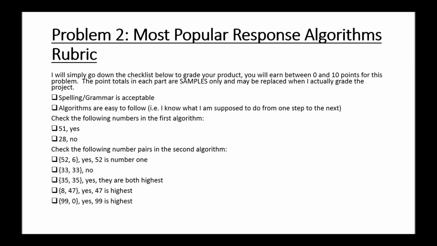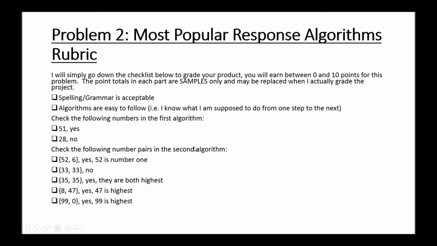A good way to check this is to have a friend run through your algorithm, see if it works, see if it makes sense to them. Then I'll just check some values. So in the first algorithm, maybe I'll check 51. If 51 people agreed in a survey of 100 people, is that enough to be the most popular response? Your algorithm should tell me yes. If 28 people agreed, is that enough to make it the most popular response? For sure. Your algorithm should tell me no or I don't know.